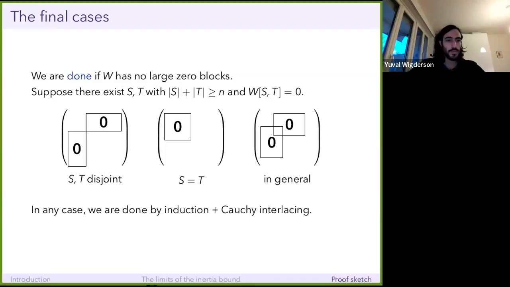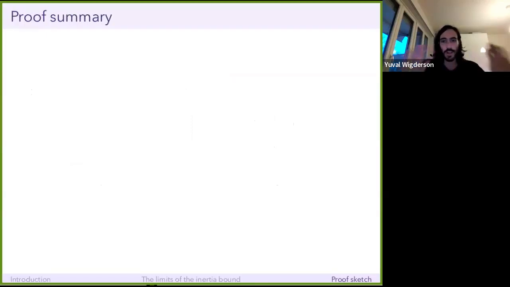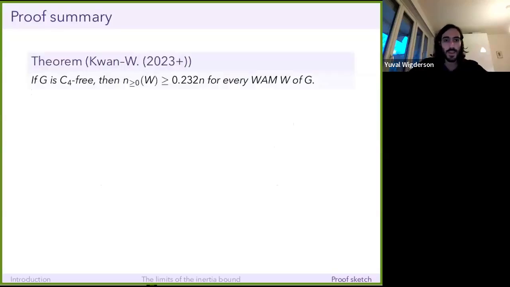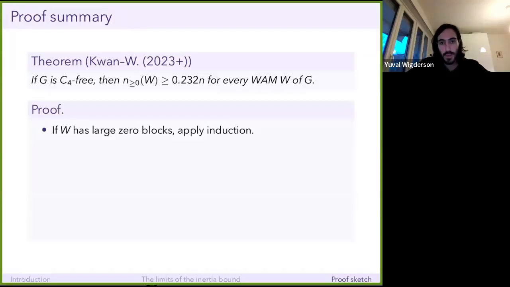Okay, so that's the end of the proof. Let me summarize it again, so we all have in our heads the whole picture. The theorem we're proving is that if you have any C4-free graph and any weighted adjacency matrix of it, the number of non-negative eigenvalues is at least 0.232 times n. As we said, this implies that the inertia bound is rather far from tight, for example for polarity graphs of projective planes. It also shows that for such graphs, the ratio bound is much stronger than the inertia bound. And the proof is as follows.